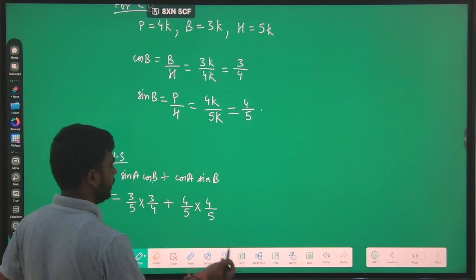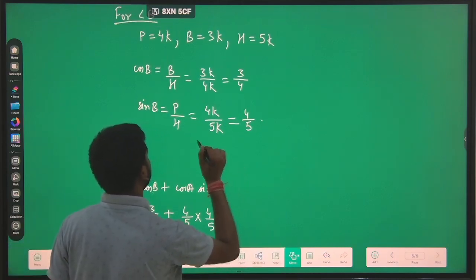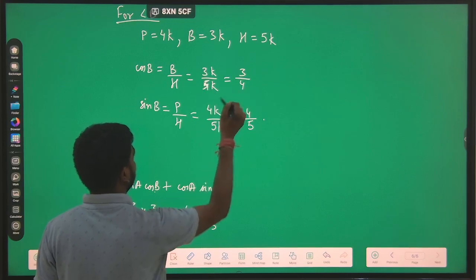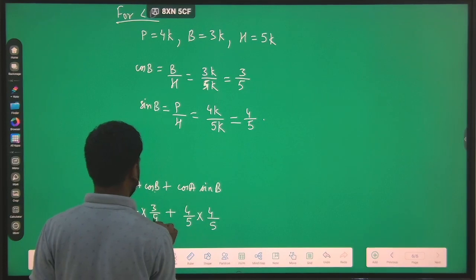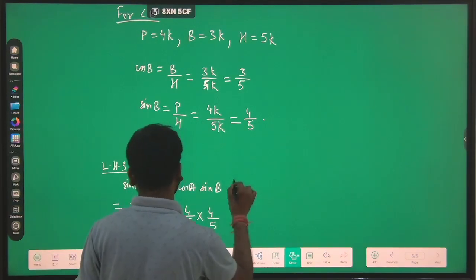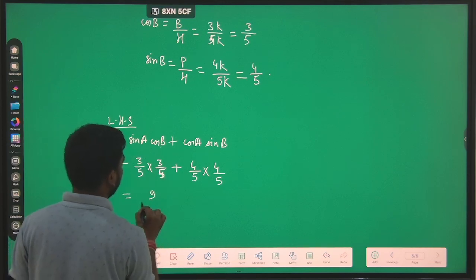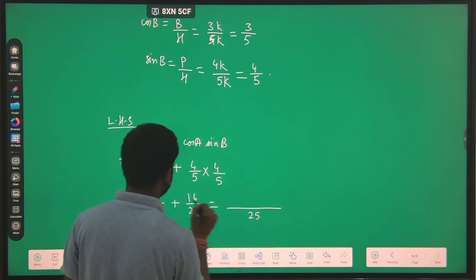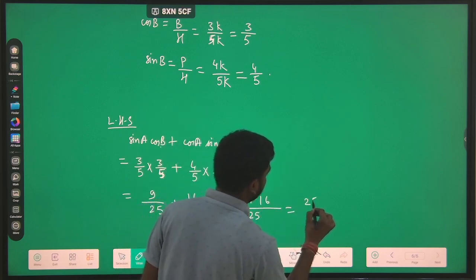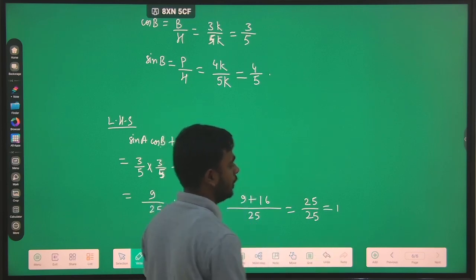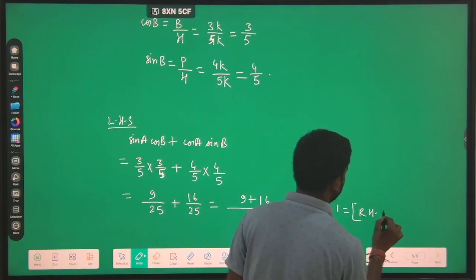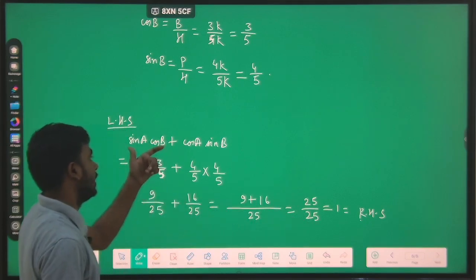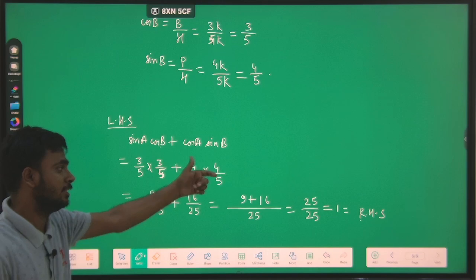What is the value of cos B? Let us see. The H is actually 5k, sorry, I had written it wrong. So it is 3 upon 5. Okay. So what will we get? We will get 3 3s are 9 upon 25 plus 16 upon 25. That means when 25 is taken as LCM, it will be 9 plus 16 upon 25. It will be 25 upon 25, and the value will be 1, which is our RHS. So our LHS is now equal to RHS. So we have shown that sin A cos B plus cos A sin B is equal to 1.